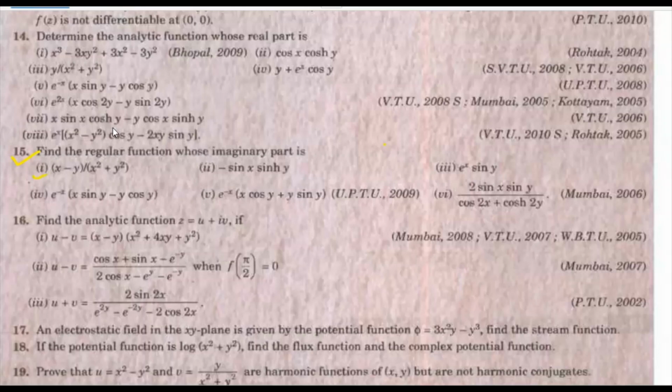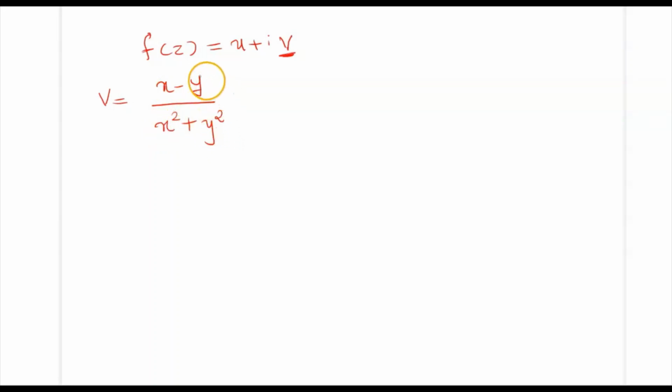First we are solving the first question, where the imaginary part is (x minus y) divided by (x square plus y square). We need to find f of z. f of z is equal to u plus i v, where v is the imaginary part, and v is already given here: v = (x minus y)/(x square plus y square). So we need to find an analytic function f of z with this imaginary part. Here we use the Milne-Thomson method.